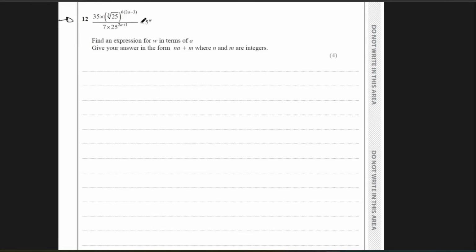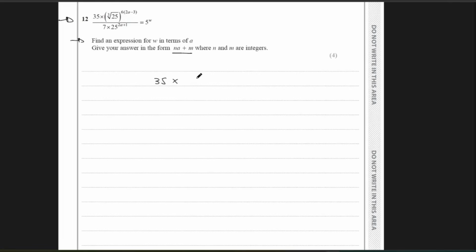So we need to simplify this equation. It says, find an expression for w in terms of a. Give your answer in the form na plus m, where n and m are integers. So we can see w over here. We need to make w the subject. And on the other side, we can have a terms. Let's write down the equation first.